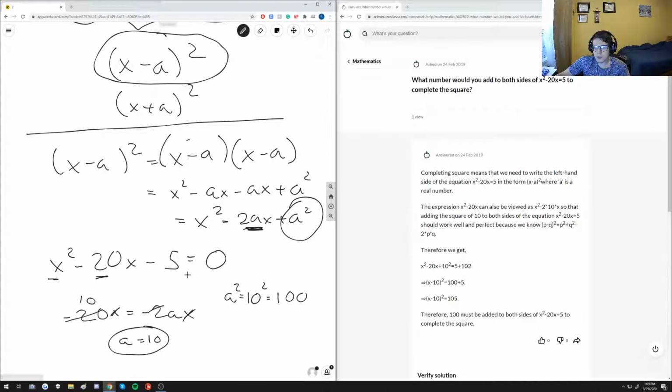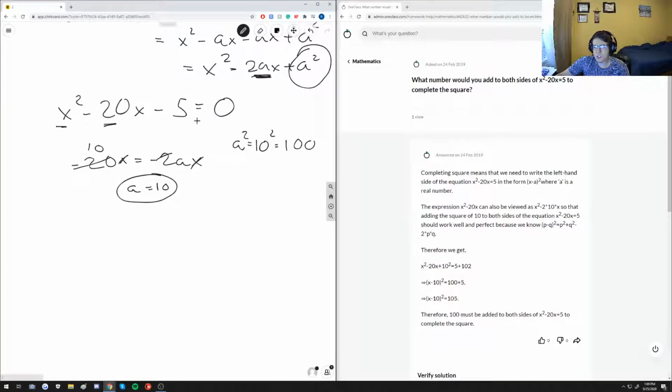So we need our quadratic equation to be, copying this form right here, x squared minus 2 times 10x plus 100. So x squared minus 20x plus 100. However, we currently have x squared minus 20x minus 5. So how do we get from this equation to this equation? We just add 105 to both sides, right?